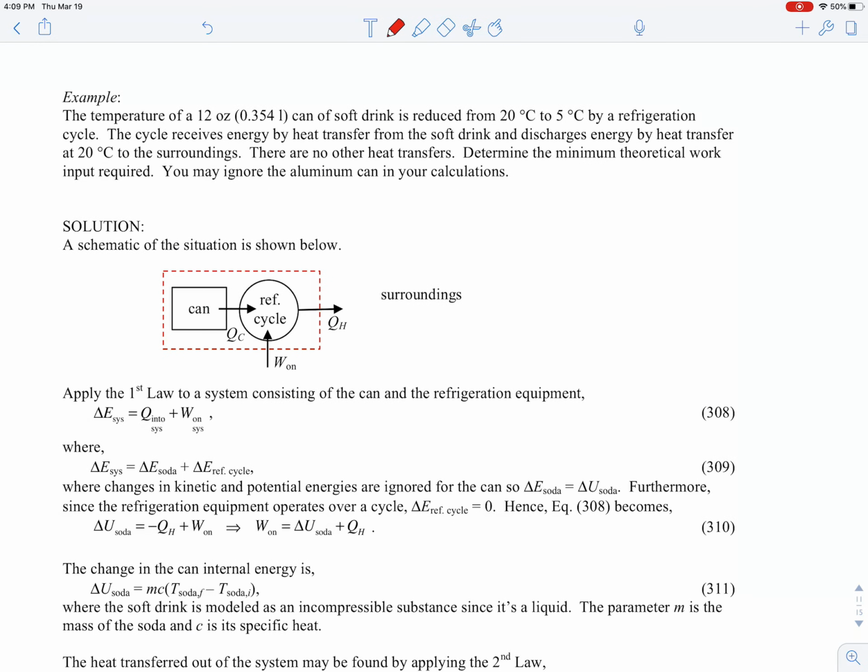Okay, we're going to do an example now involving an incompressible substance and making use of our incompressible TDS equation that we derived earlier in lecture 25. So the first example involves calculating the minimum amount of work required to cool down a can of soda.